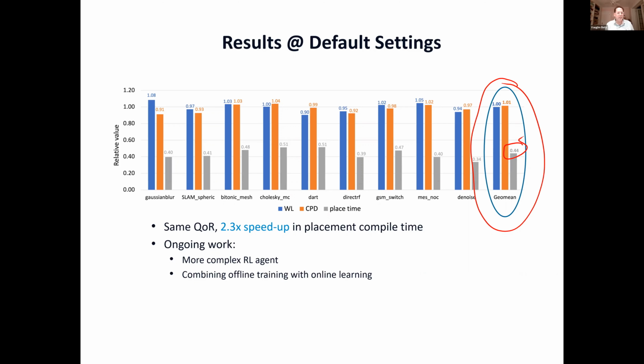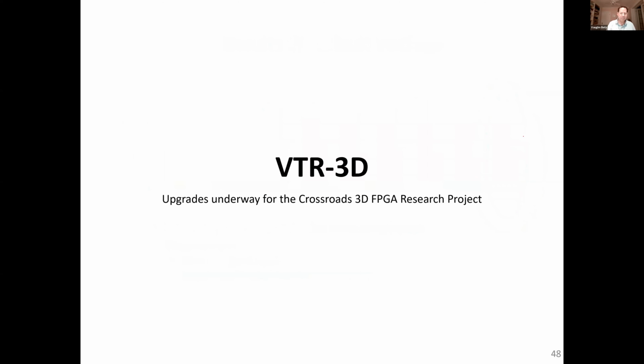And that's what's basically checked in now as the default placer in the most recent master code for VTR. Ongoing work is to make a more complex RL agent and to combine offline training with online learning. Right now, the agent learns completely online. It starts off placing a benchmark with no knowledge of what to do. It's just monitoring the rewards of what's happening to figure out what to do at various points in time. We found that to work well, but we think we can do even better if we give it a better starting point by doing some offline training in advance. So we're working on that right now.